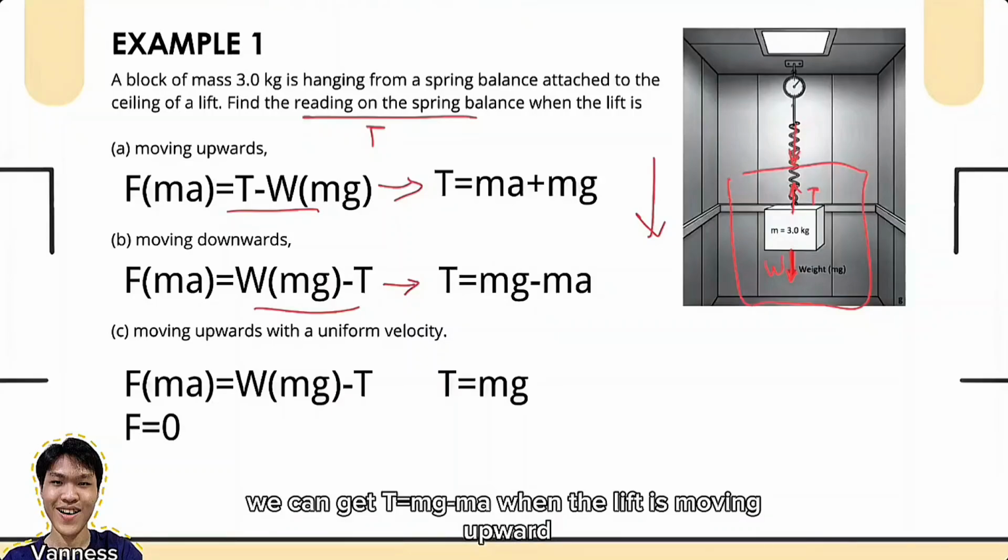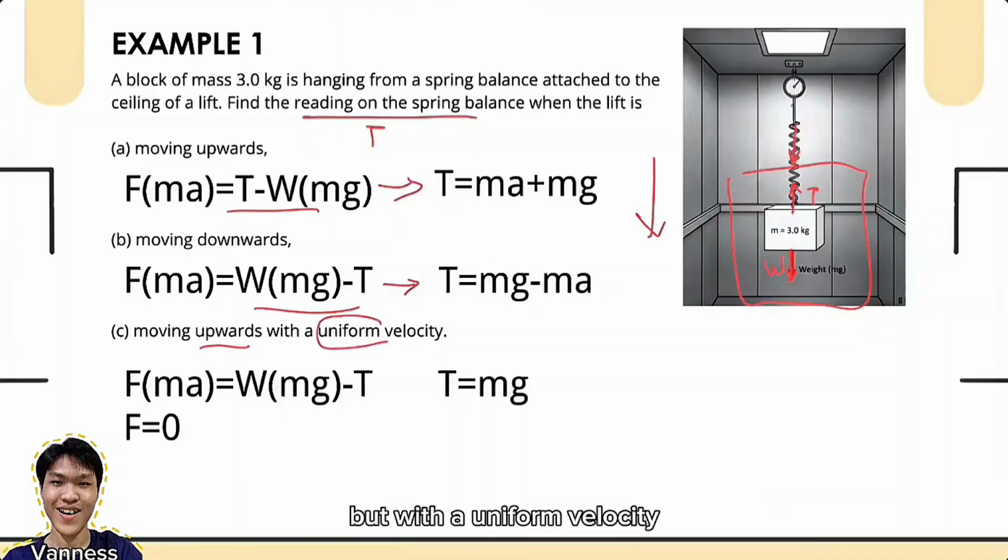When the lift is moving upward but with a uniform velocity, F will equal 0. So, T minus W equals 0. Rearrange, we will get T equal to mg.